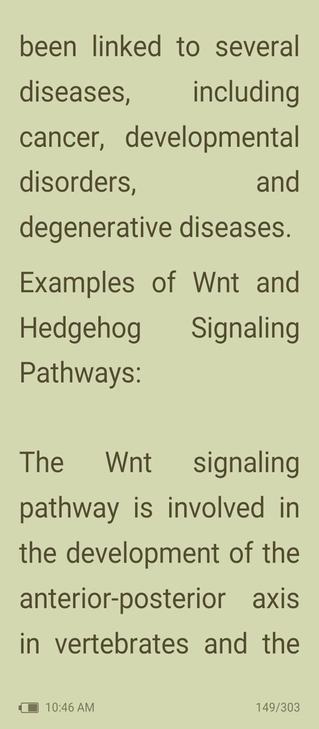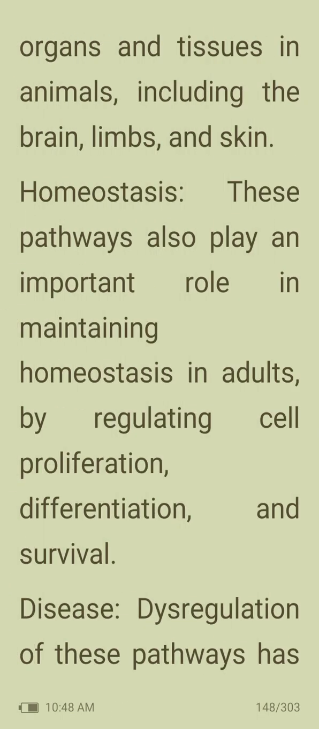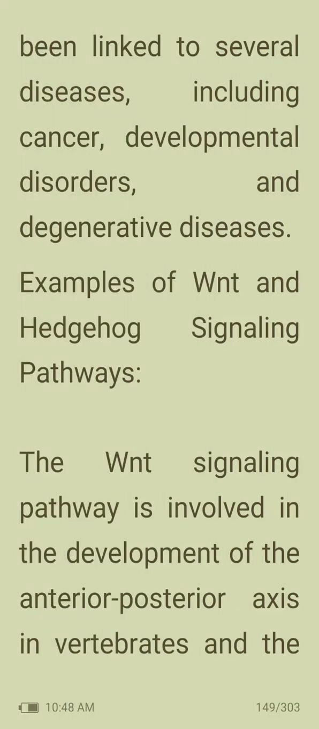Organs and tissues in animals, including the brain, limbs, and skin. Then homeostasis. These pathways also play an important role in maintaining homeostasis in adults by regulating cell proliferation, differentiation, and survival. Then diseases. Dysregulation of these pathways has been linked to several diseases, including cancer, developmental disorders, and degenerative diseases.